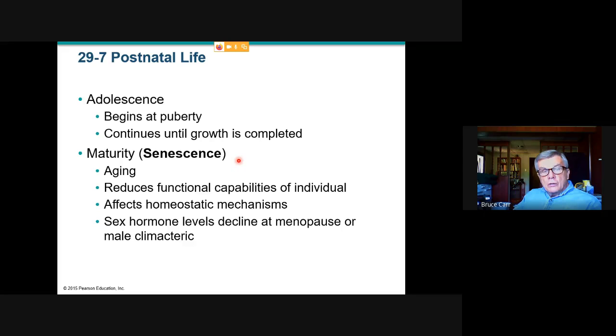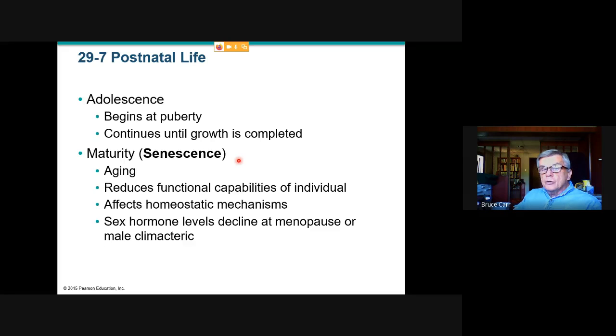Pigment production diminishes so that your skin tone may change. Your hair loses its pigment and turns gray. In some cases, it falls out of the follicles. The epidermis thins. It becomes more subject to injury and so forth and so on.